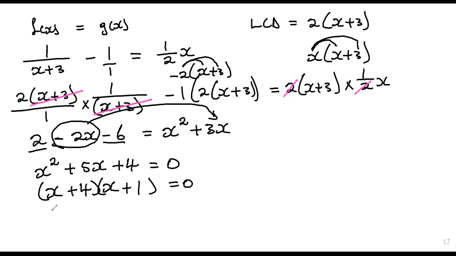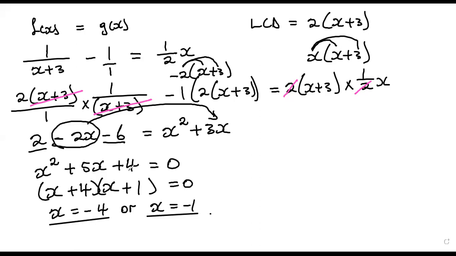Then here we just apply the zero factor law. So meaning x is equal to negative 4 or x equals negative 1 like that. And then you are set. So these are the values of x, or rather the x coordinates of the points of intersection. Now you must find the corresponding y values.